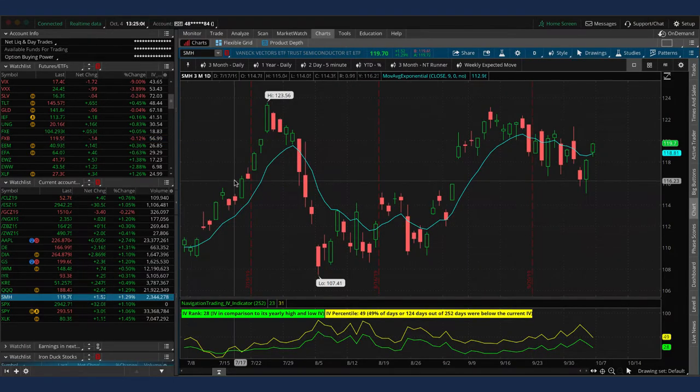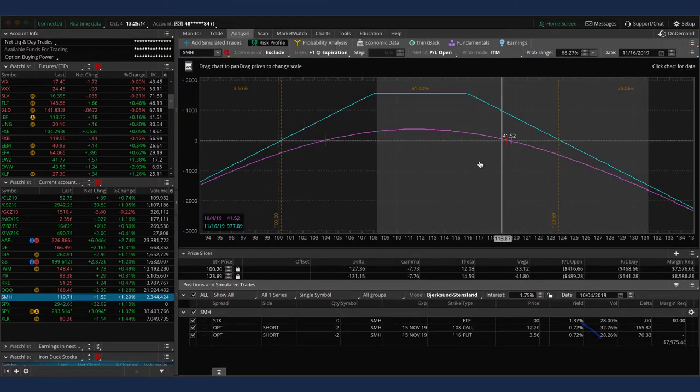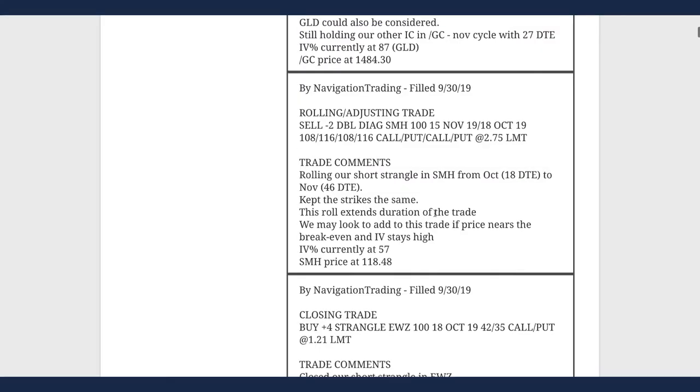So if we take a look at SMH, the contraction in implied volatility is pretty solid over the last couple days here. But this is where we're at. We're kind of hanging out in the upper end of the range still. If this continues higher, implied volatility stays high, we may look to add another centered strangle around wherever price is at that point. But for now, we're just playing the wait and see game in SMH.